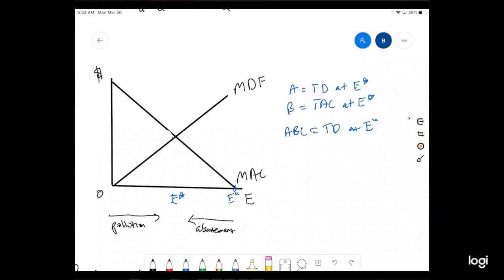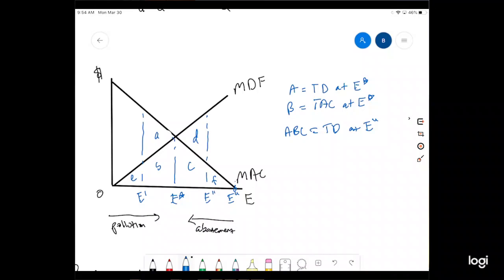Okay, we still have E star. Now we're going to have a couple of other levels of emissions. So here's E star. This is going to be E double prime. This is going to be E prime. Now let's put some labels on these areas: A, B, C, D, E, and F.